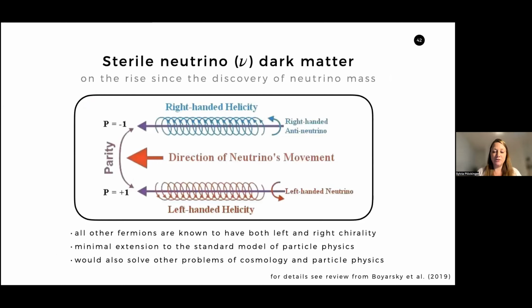Now focusing a little bit on sterile neutrinos, just a quick overview: this model has become popular since the discovery of the neutrino mass. Sterile neutrinos are still hypothetical particles, so they have not been shown, but they would be a very elegant and minimal extension to the standard model of particle physics, because a lot of fermions are known to have both left and right chirality, and neutrinos so far have only been shown with left-handed chirality, so it would be an elegant extension to also have neutrinos with right chirality. And it would also solve some other problems. It's not only the problem of dark matter, but there are also some particle physics issues that would fall nicely in place if this particle would exist. For a review, I would refer you to my collaborator Alexei Boyarsky, which is mentioned at the bottom of the slide.